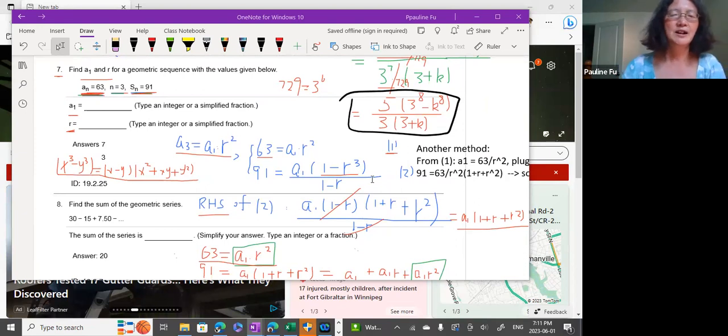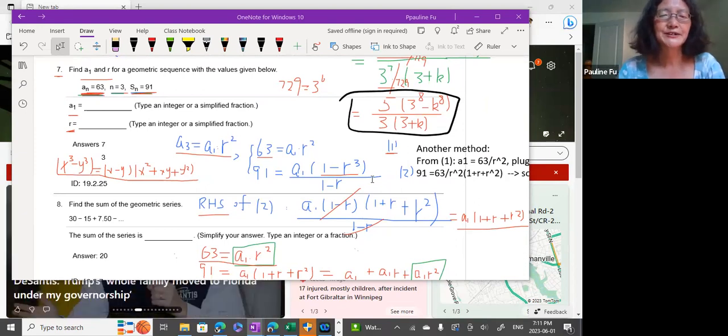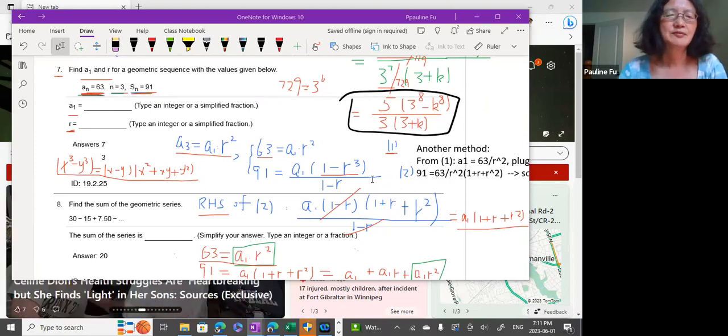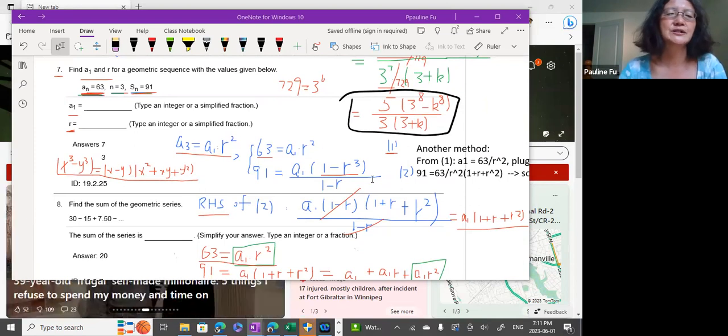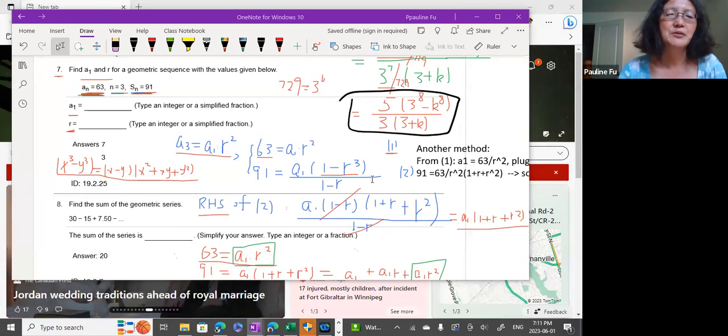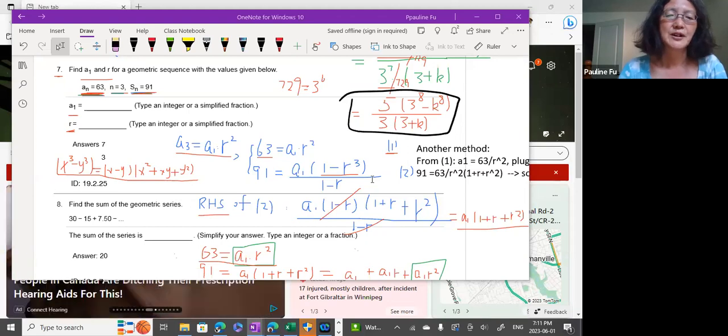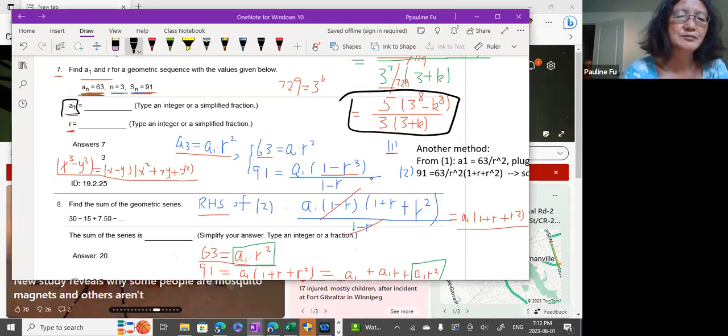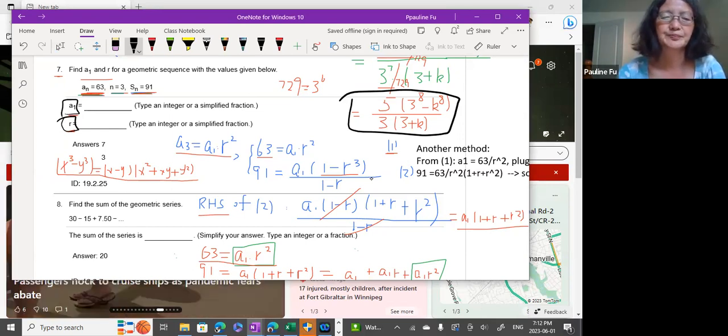Find A1 and R for geometric sequence with the values given below. So you are given AN is 63, N is 3, SN is 91. Okay, so the question asks you, what is A1? What is R? That is the question. It asks you for 2 numbers.